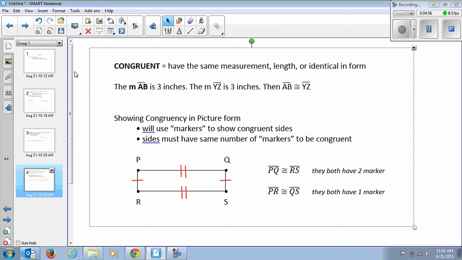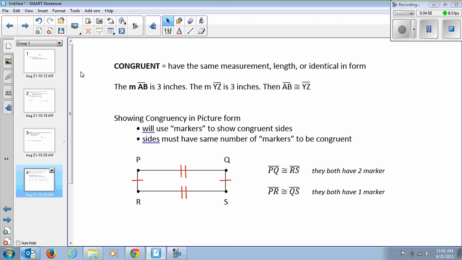Our last one, you will be using this throughout the whole year. Congruent. Congruent means to have the same measurement, length, or identical in form. You must know the congruency symbol. This right here is a congruency symbol, a squiggly line with an equal sign underneath it. This means congruent. Anytime we are referring to geometric shapes being the exact same measurement or size, we use the congruent symbol. If we actually talk about their measurements, like this is 5 inches and that's 5 inches, we would just use an equal sign.